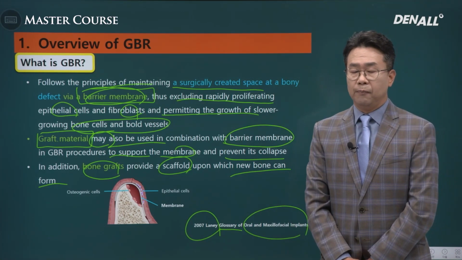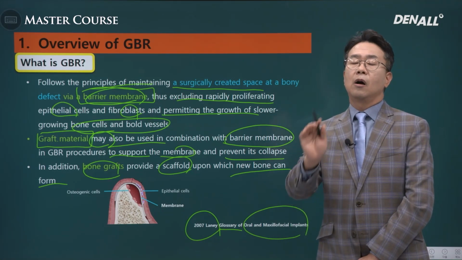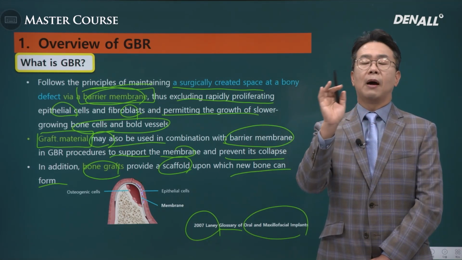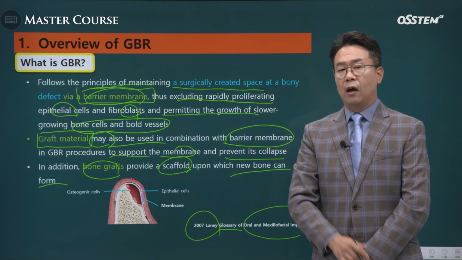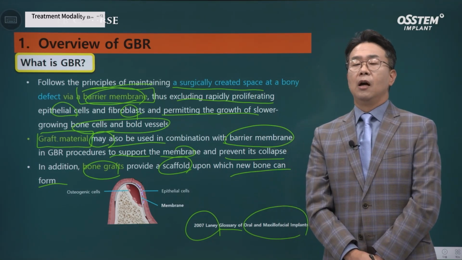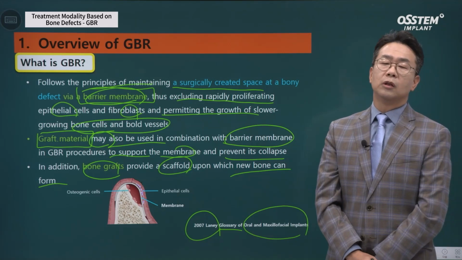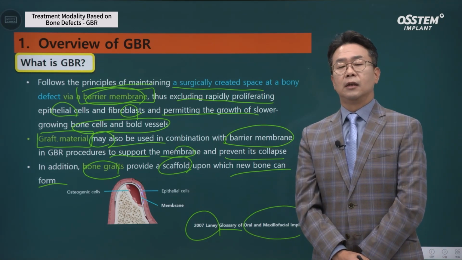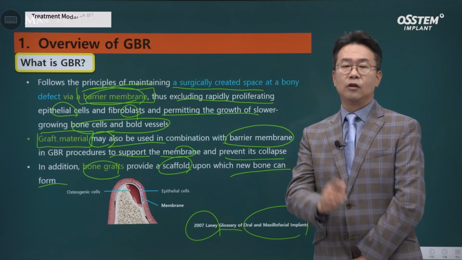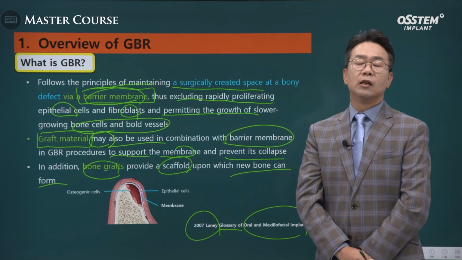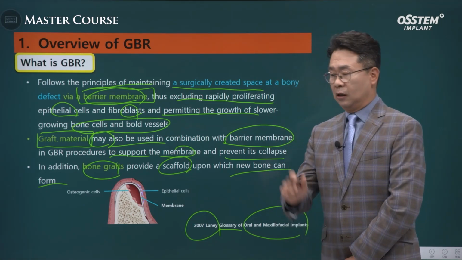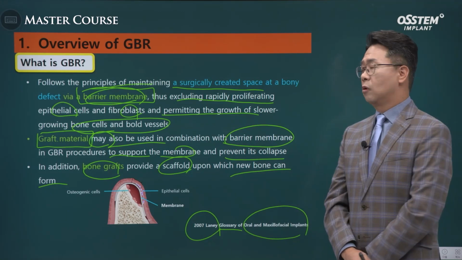By GBR, membrane and bone graft materials are used to create space to allow new bone formation. It is a series of steps to achieve this. In the beginning, we only talked about membranes, but now the new definition also includes graft material in addition to membranes. This is a procedure that involves both membranes and graft materials.